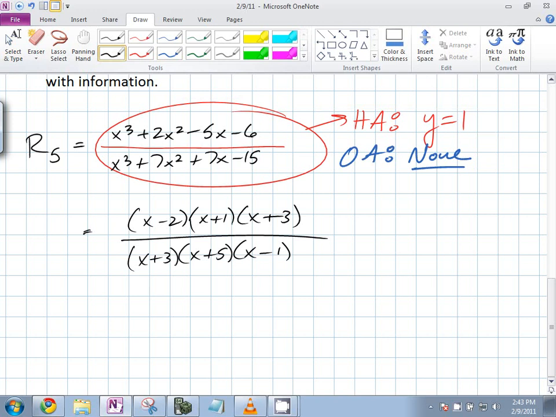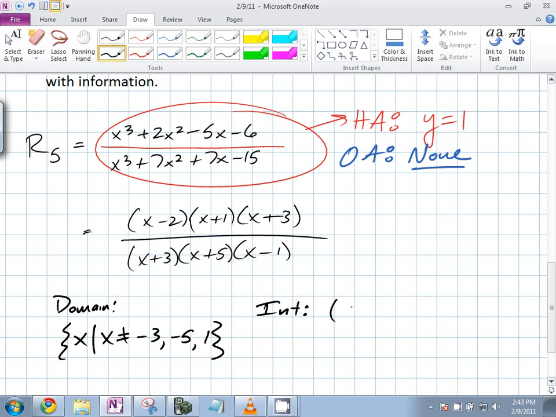Hector, can you tell me what the domain is? The domain is x is not equal to -3, -5, and 1. Yes. x such that x is not equal to those things. Exactly. Andy, can you tell me one of the intercepts? 0, 2/5, because -6 over -15 is 2/5.